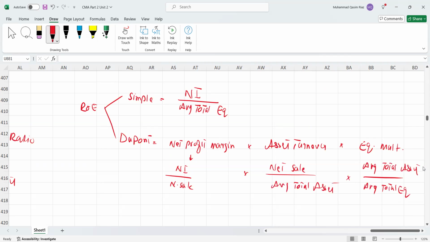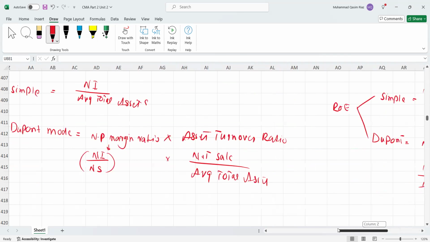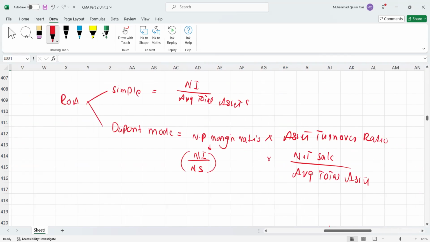If you see how this simplest formula is derived, you can see the logic here. This net sales will be cancelled with this net sales, and this average total assets will be cancelled with this average total assets. So the remaining formula is net income divided by average total equity, right? Similarly, you can check how the basic formula for return on asset is derived: this net sales and this net sales cancel each other, so the remaining thing is net income divided by average total assets. This is how these formulas are derived.